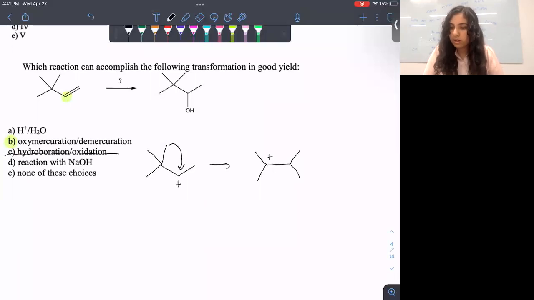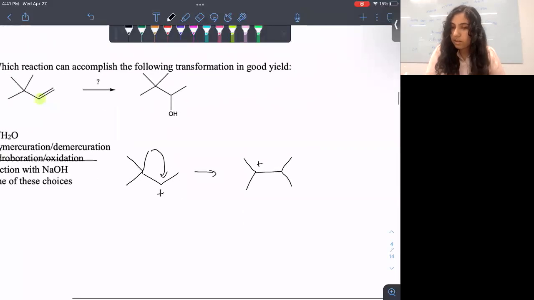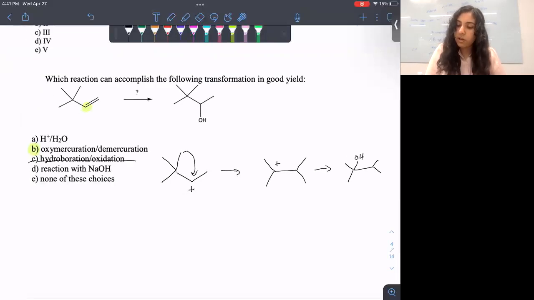Oh, Nicole, the answer was option 3. So with the acid catalyzed hydration, you get that cation, you get that rearrangement, and then you add the alcohol on there. So that would have been the final product. With oxymercuration, demercuration, you don't have a carbocation intermediate, so you don't have any rearrangements, and it just adds like this.